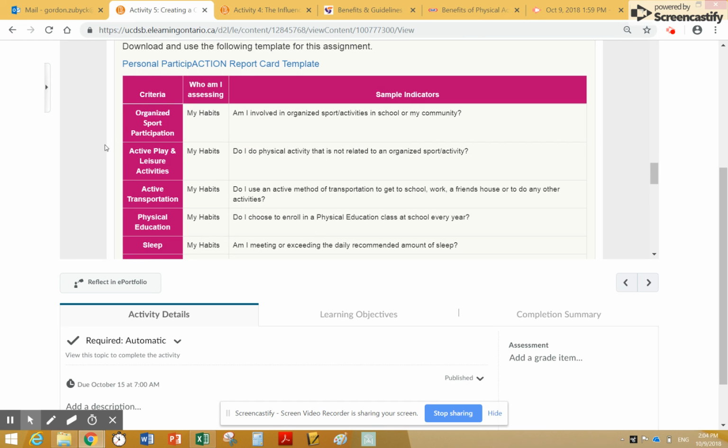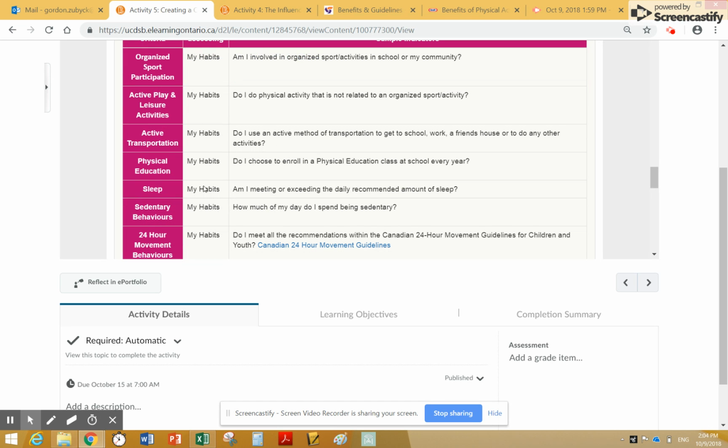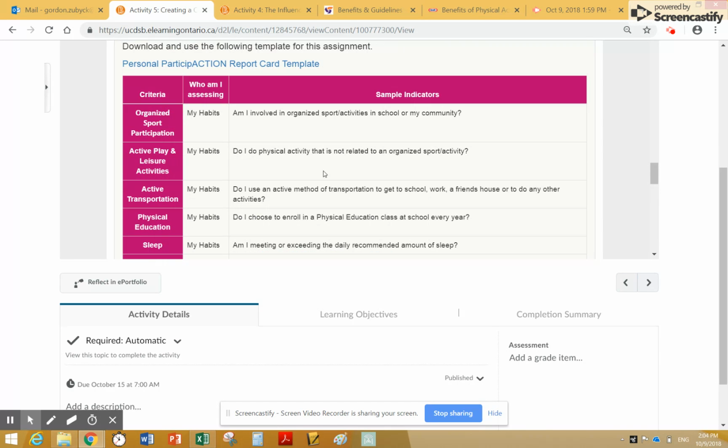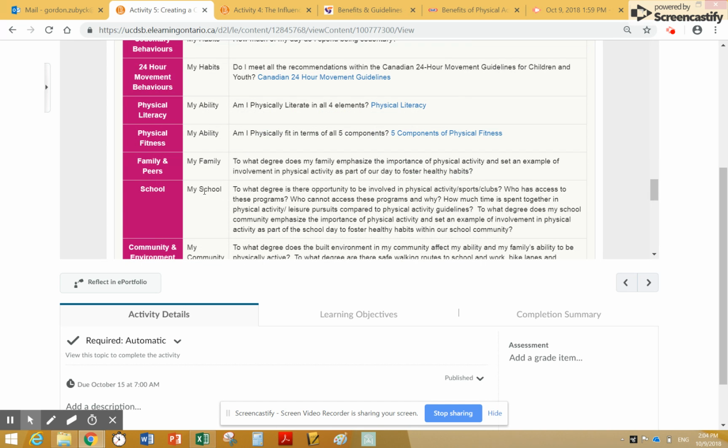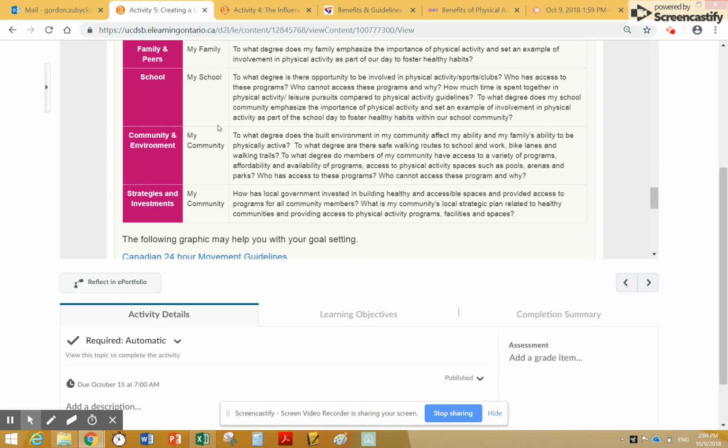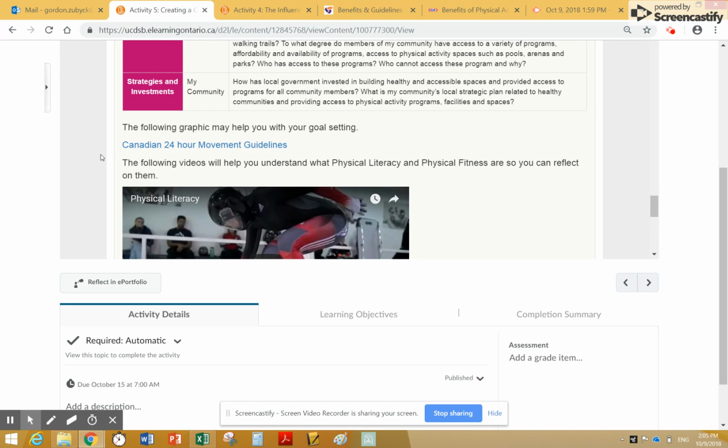What's happening here is it has everything laid out, and it tells you who you're assessing for each section, whether it's your habits in particular, and it gives you a question to ask to help decide what those things are. Then your abilities, so it's about you. At the bottom, it turns into your school, your community, and your community again for the strategies and investment. So it's taking a look at you, how you're doing, and how your environment is around you, so that you can create your own report card.